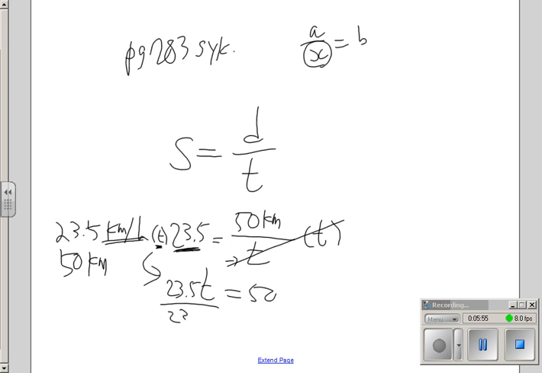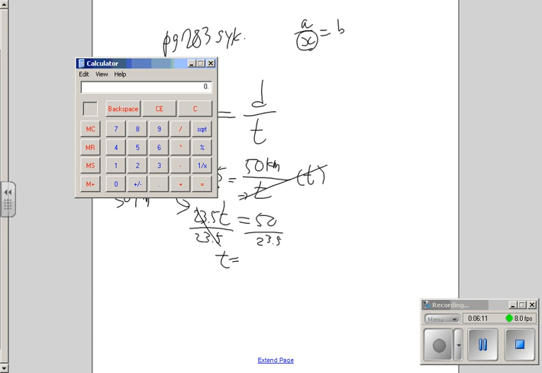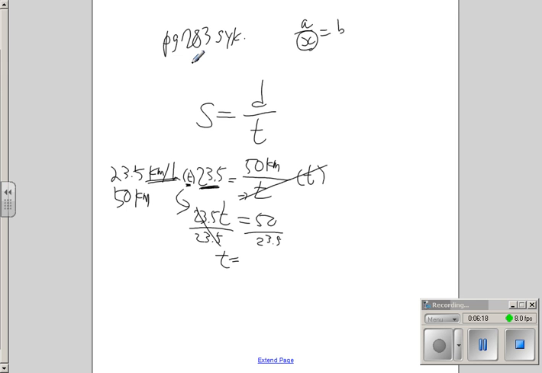Divide both sides by my coefficient, or use opposite operation if you want to think of it like that. Dividing by 23.5, the 23.5 cancels out, and t equals 50 divided by 23.5, which is roughly 2. We'll get the actual answer: 50 divided by 23.5 equals 2.12. The time it took, 2.12 hours to travel that distance. So that's your answer.